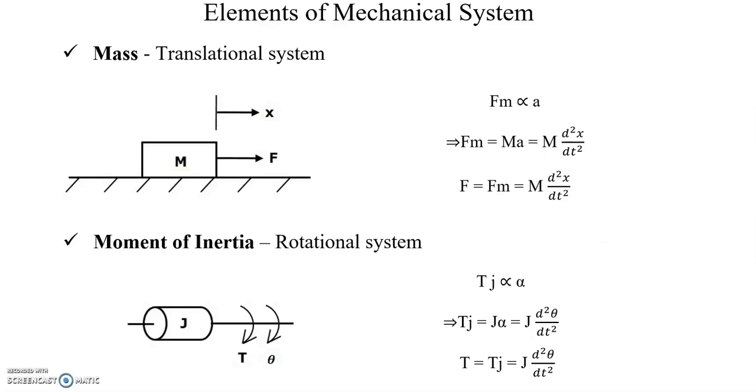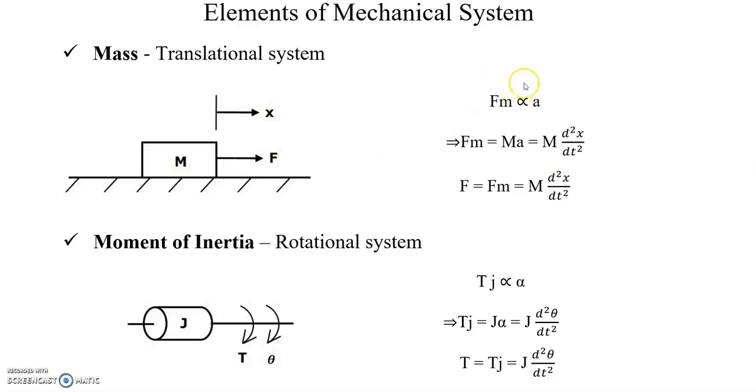Next, what are the elements present in the mechanical translation system as well as the rotational system? Both systems have three elements: one is mass, another is the dashpot or damper, and then the spring. First, what is mass? Mass is a property of a body which stores kinetic energy. If a force is applied on a body having a mass m, then it is opposed by an opposing force due to mass.